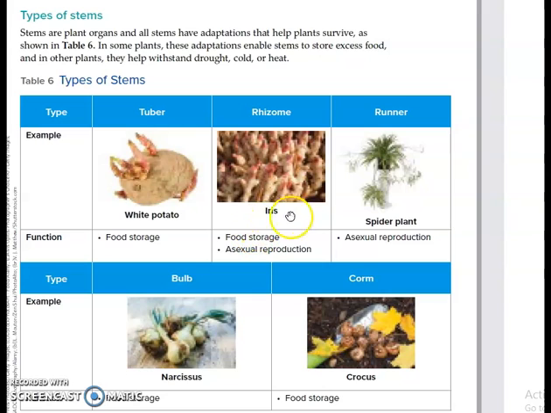Rhizome. In iris, its function is food storage and asexual reproduction. The type of runner, you can find it in spider plants. It is helping the asexual reproduction. Bulb. Narcissus, you can find it, where the function is food storage. We have the last type, which is called corm. You find it in crocus. It is helping food storage. So obviously those are the types of stems. Please remember that most of them are either helping food storage or helping the process of reproduction in plants.